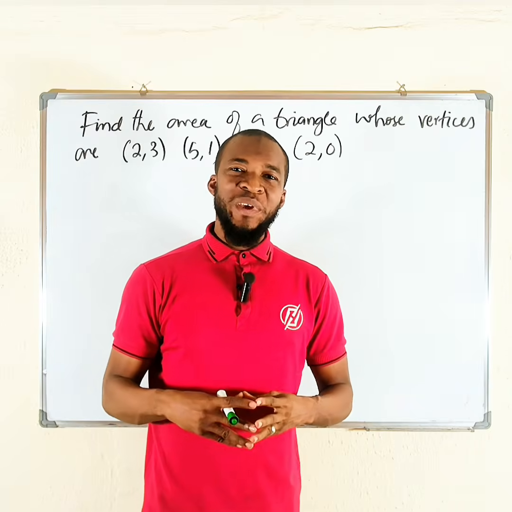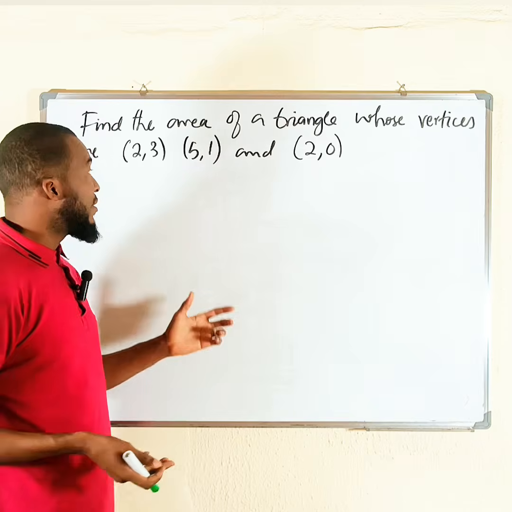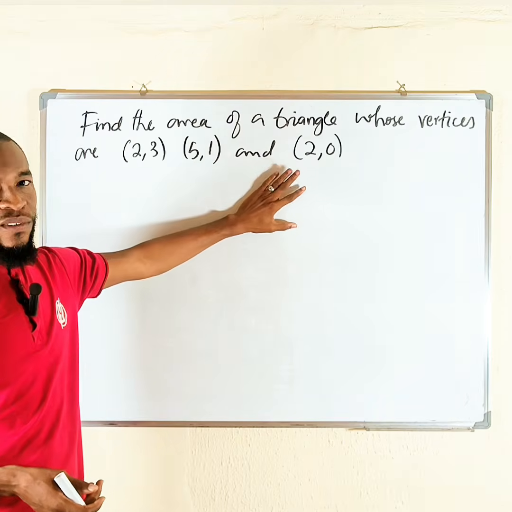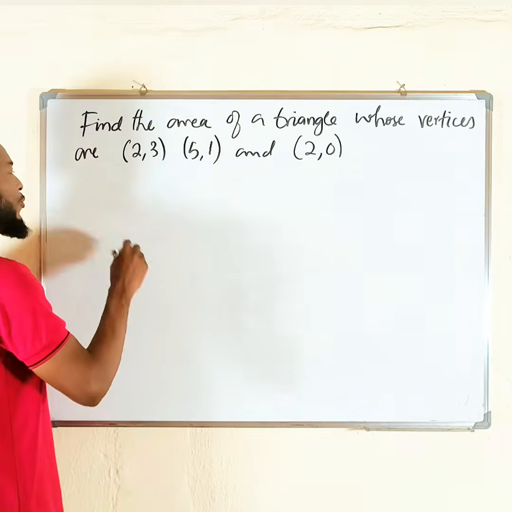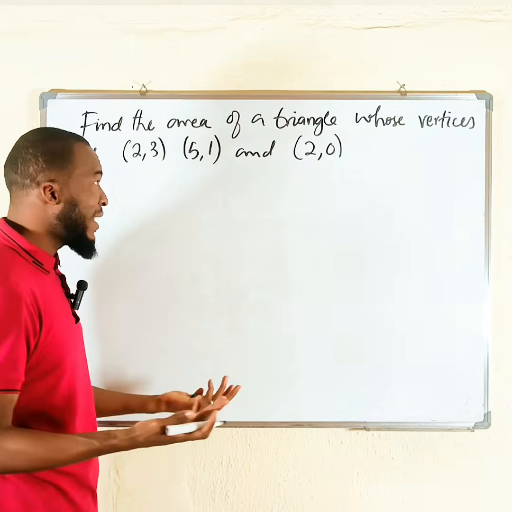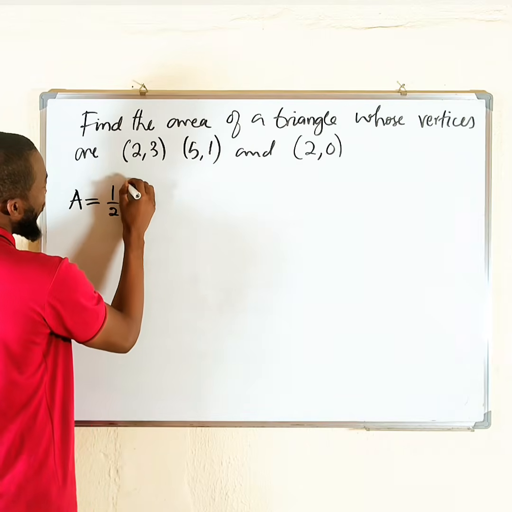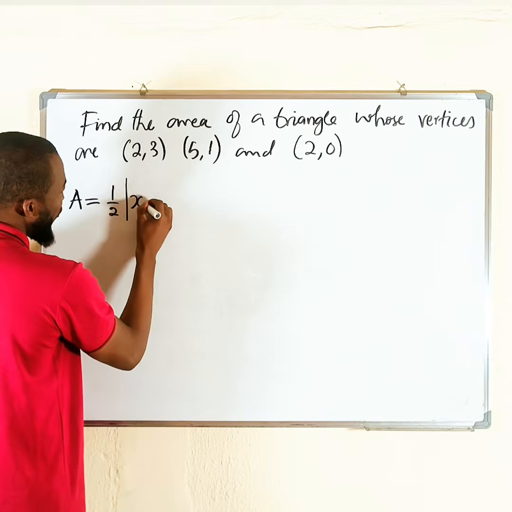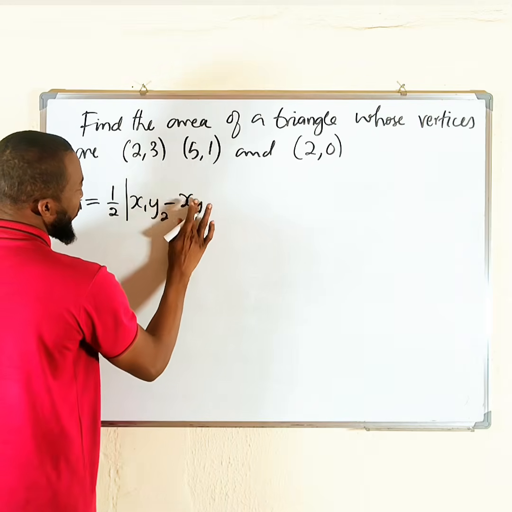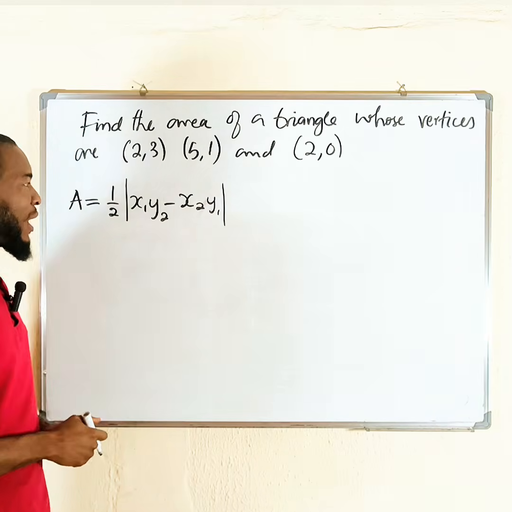Still on coordinate geometry, we're asked to find the area of a triangle whose vertices are (2, 3), (5, 1), and (2, 0). This is the formula you should always apply, if you like, because we have an alternative. The area of a triangle is equal to 1/2 multiplied by the absolute value of x1 y2 minus x2 y1. Yes, this is the formula.